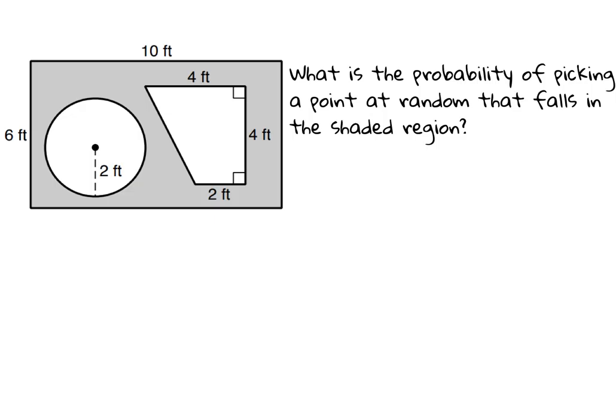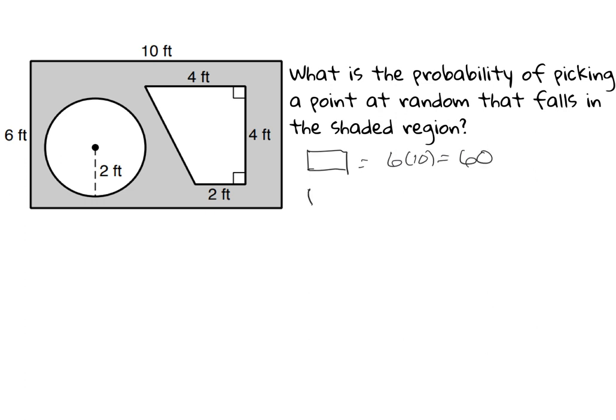All right, so in this first example, we have a rectangle with a trapezoid and circle taken out of it, and we're going to find the probability of picking a point at random that falls in that shaded region. So we'll start with the rectangle. It has a base and height of 6 and 10, so 6 times 10, which is 60.